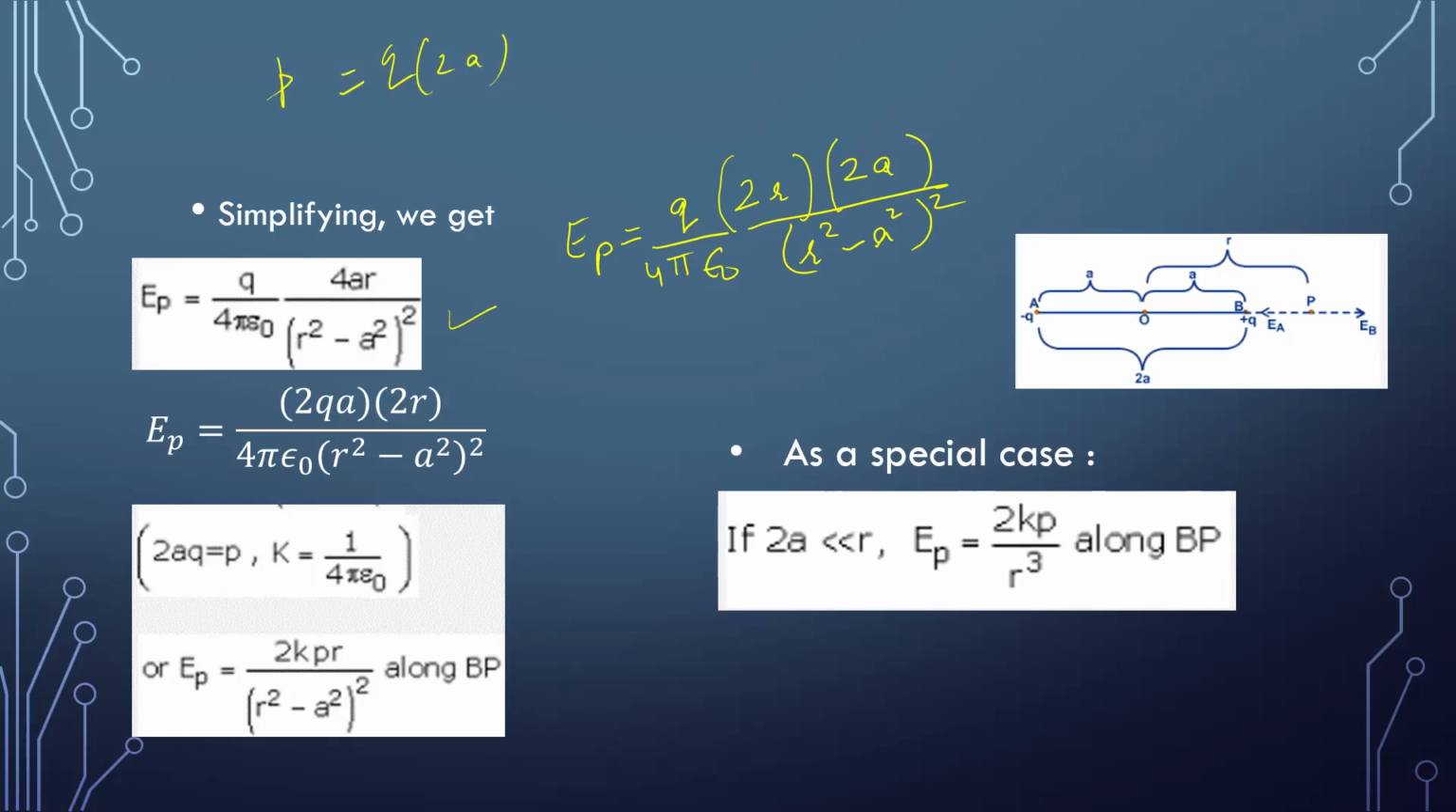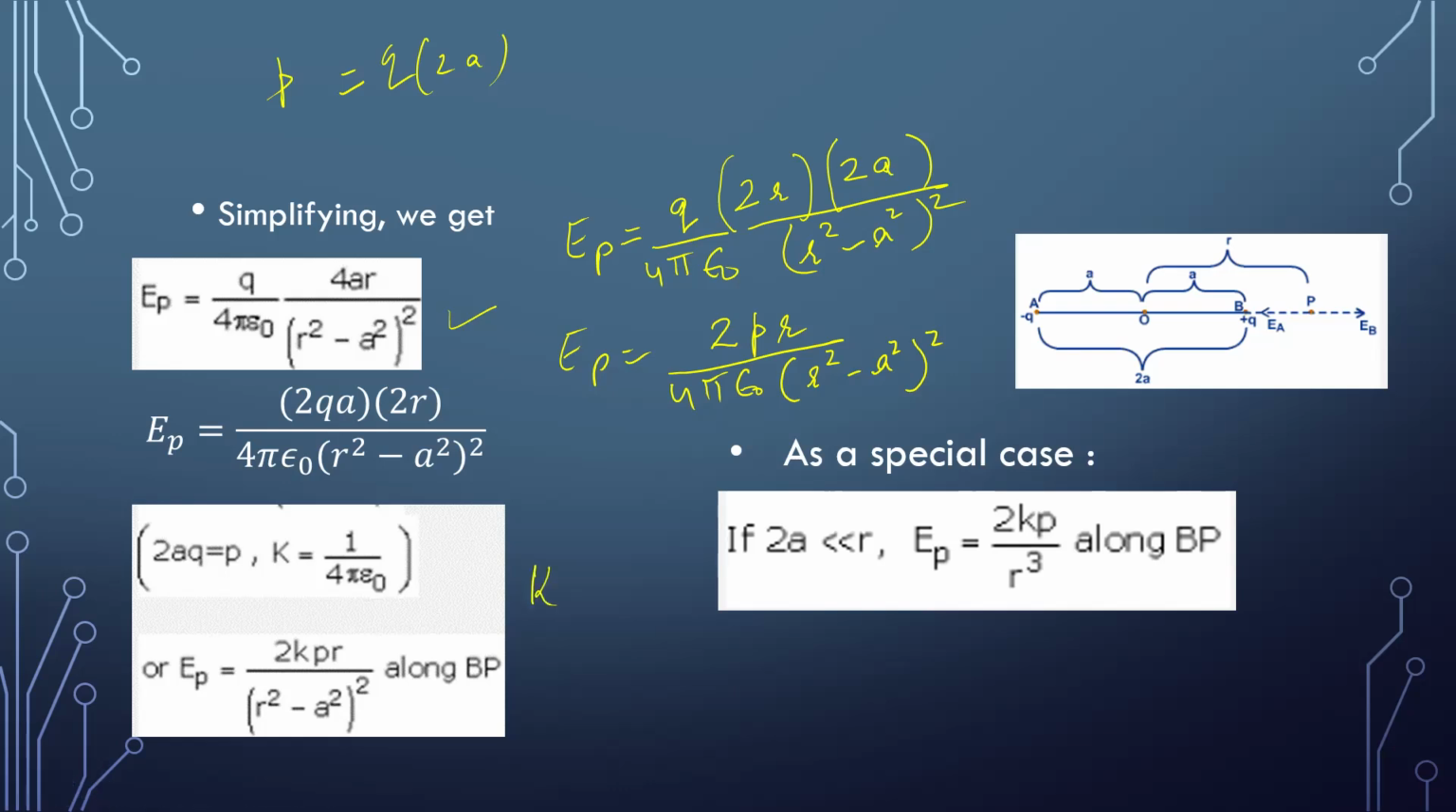Now, what is Q into 2A? Q into 2A we have already defined as the electric dipole moment. So, therefore, EP can be written as 2P, since Q into 2A is P, and this is 2 over here and this is R, upon 4 pi epsilon naught (R square minus A square) whole square. So, this expression is nothing but 2PR upon 4 pi epsilon naught (R square minus A square) the whole square.